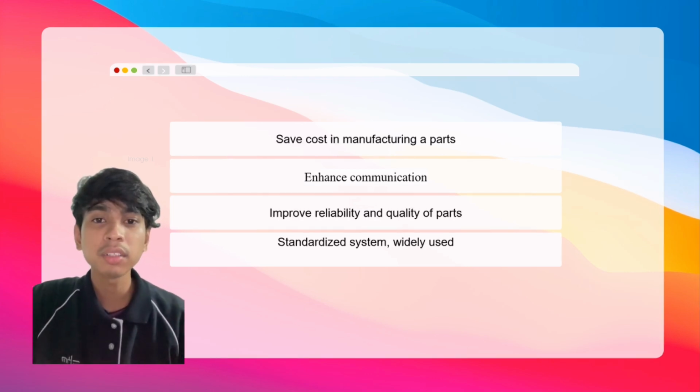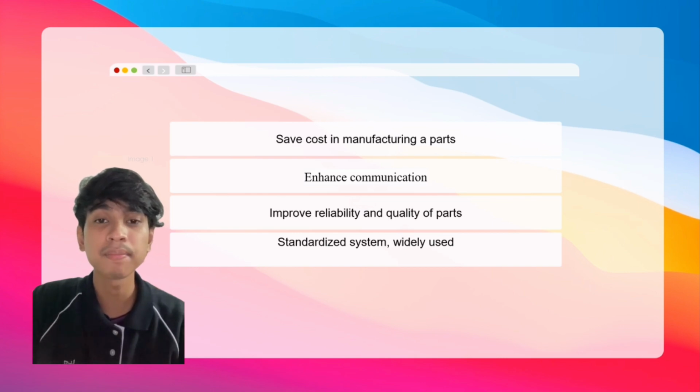The advantage of using GD&T is that it can save costs in manufacturing a part. Next, it can enhance communication between a team. Using GD&T, it can improve reliability and quality of a part. And finally, it can standardize a system that can be widely used around the globe.